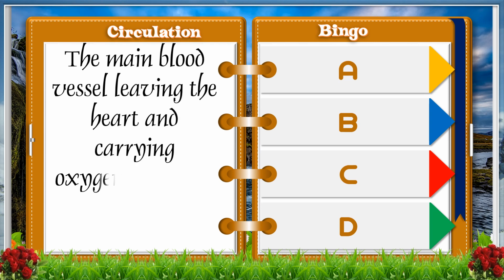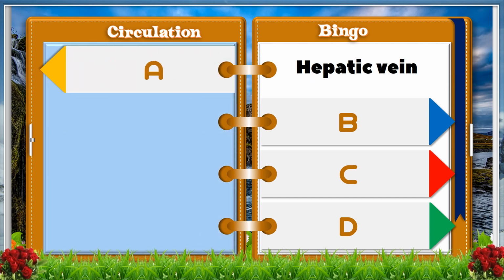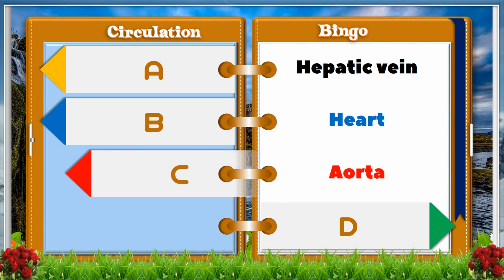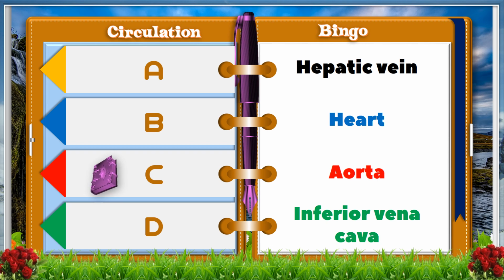The main blood vessel leaving the heart and carrying oxygenated blood to the tissue of the body. A. Hepatic vein. B. Heart. C. Aorta. D. Inferior vena cava. And the answer is C. Aorta.